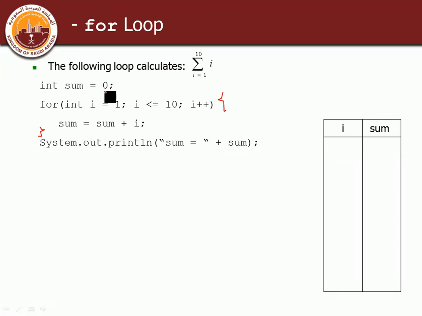So now the first thing that I do, I put 0 into sum, and then the second thing that I'm doing is put 1 into I. Right? This is the first thing that I do. This is the initialization part.